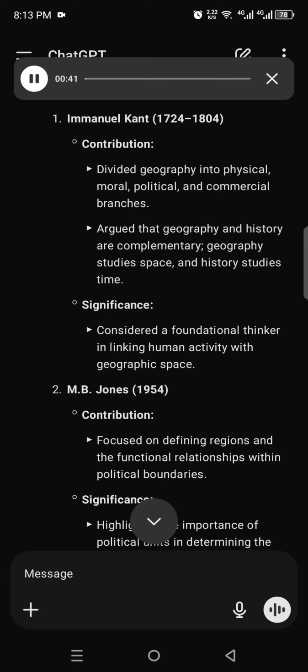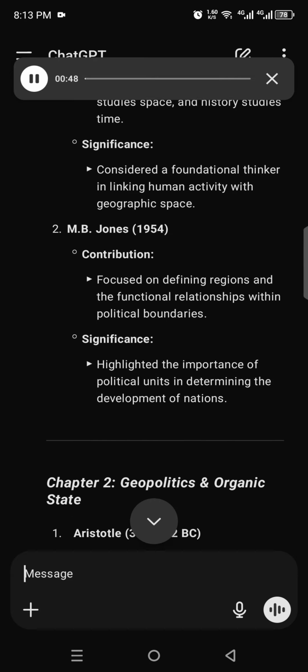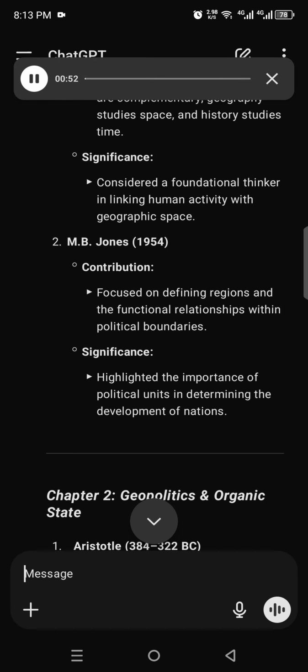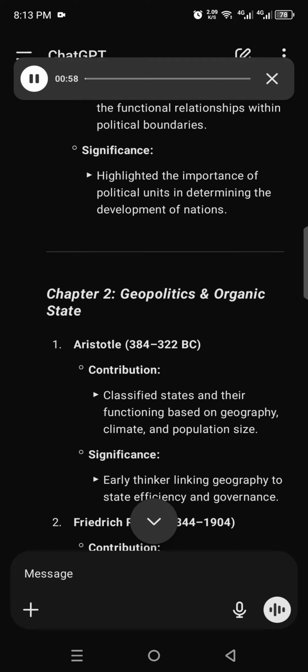2. M.B. Jones, 1954. Contribution. Focused on defining regions and the functional relationships within political boundaries. Significance. Highlighted the importance of political units in determining the development of nations. Chapter 2. Geopolitics and Organic State.